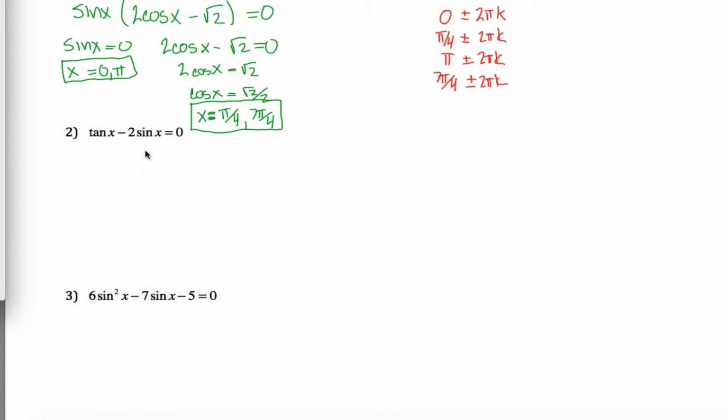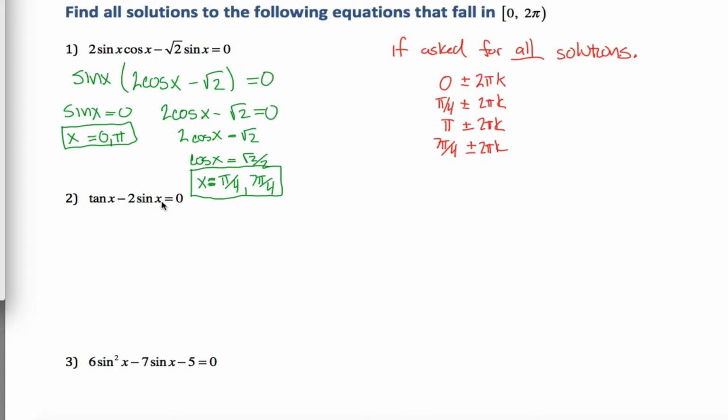All right, moving on. Number 2, tangent of x minus 2 sine of x equals 0. Again, it's the subtraction. I want it to be multiplication, so I factor. Yeah, that's true, but you might stare at this and wonder how am I going to factor? I don't have anything in common between these. This one doesn't have any sines, this one doesn't have any tangents. What am I going to factor?